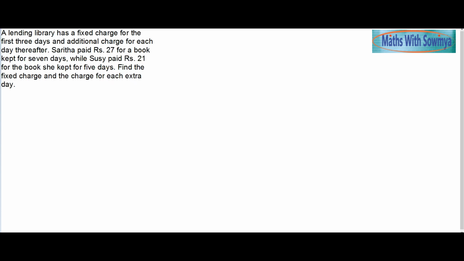We have come to the next sum. So what does the sum say? A lending library has a fixed charge for the first 3 days. There is some fixed charge and an additional charge for each day. So for the first 3 days some charge, and after that for each day there will be some additional charge. Sarita paid rupees 27 for a book kept for 7 days while Susie paid 21 for a book kept for 5 days. Find the fixed charge and the charge for each extra day.